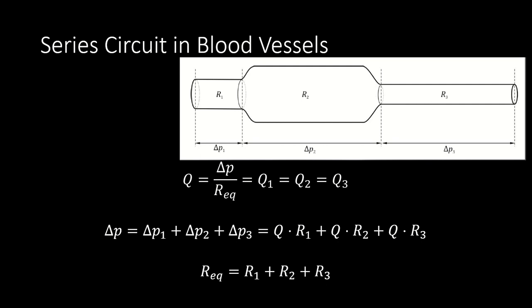The total pressure, since we're in series, is just going to be the change in pressure 1 plus the change in pressure 2 plus the change in pressure 3. To simplify that, that would just be the volume flow rate times R1 plus volume flow rate times R2 plus volume flow rate times vascular resistance 3. And if necessary, we can have our simplified vascular resistance equal to R1 plus R2 plus R3, just like any series resistors.